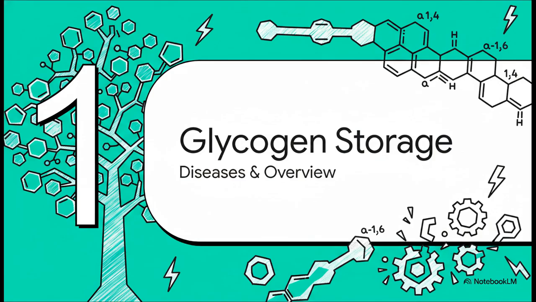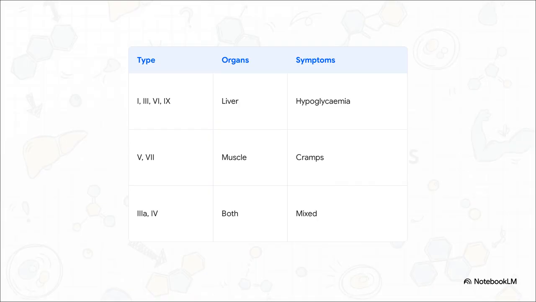Let's check out the glycogen warehouse. So we can actually functionally classify these broken gears into two main camps, basically based on where the defect hits the hardest, the liver or the muscle. Now, when the liver's machinery is broken, like we see in types I, 3, 6, and 9, the primary issues you're going to see are severe low blood sugar, or hypoglycemia, and a massively enlarged liver, which is hepatomegaly. The liver simply can't release the glucose it has stored up.